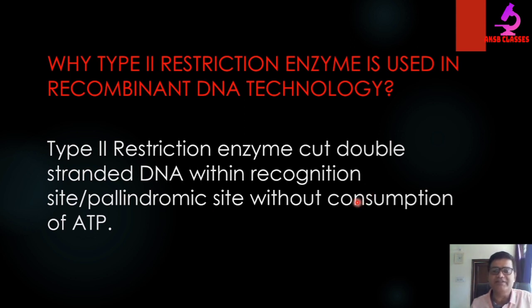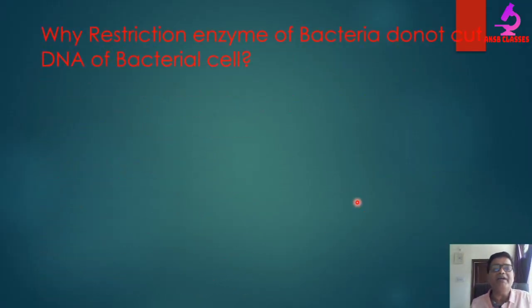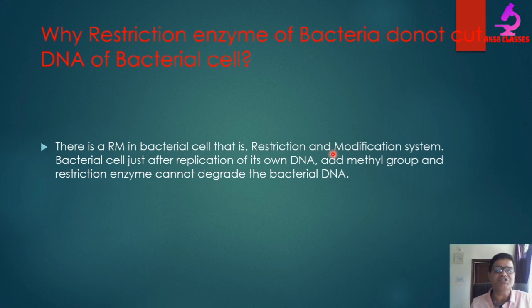Now the next query is why restriction enzymes of bacteria do not cut the DNA of the bacterial cell. You have heard of the RM system, meaning restriction and modification system. R means restriction. It will not allow any foreign DNA inside the bacterial cell.